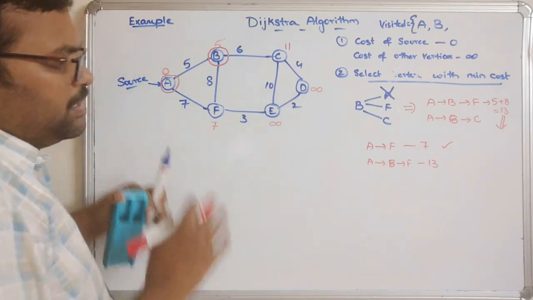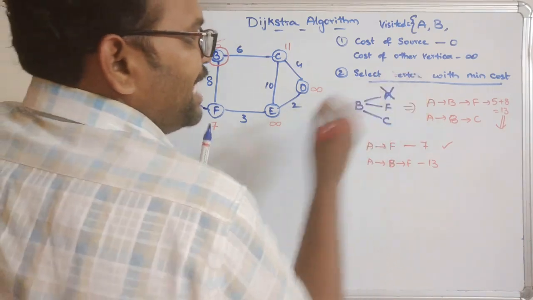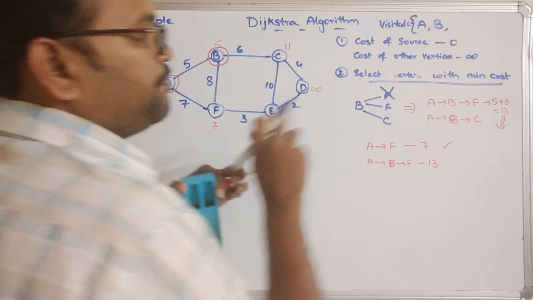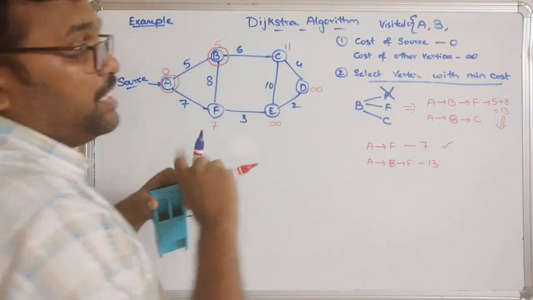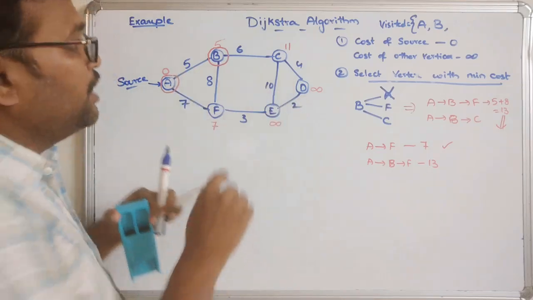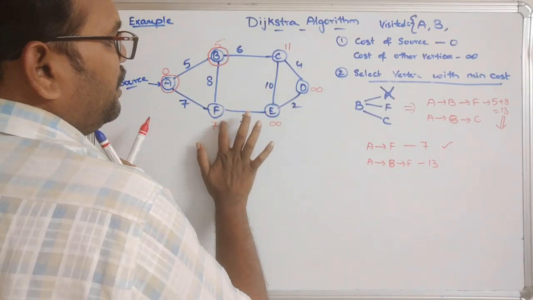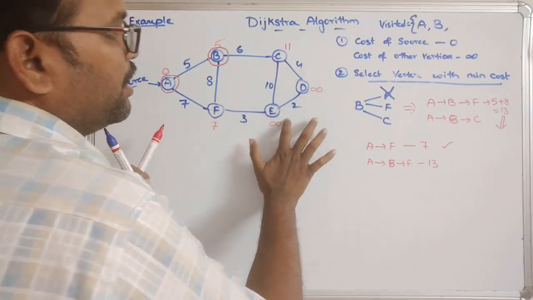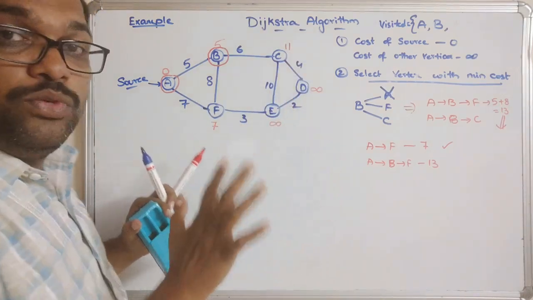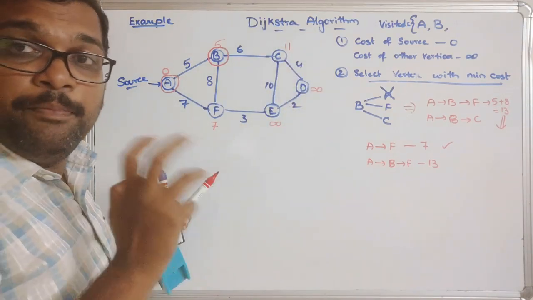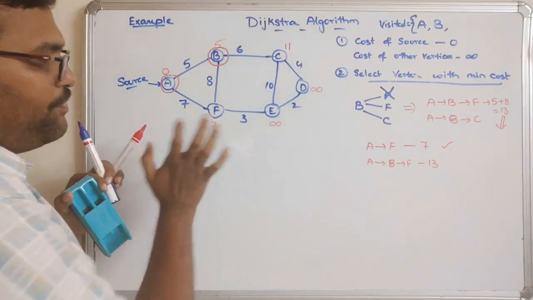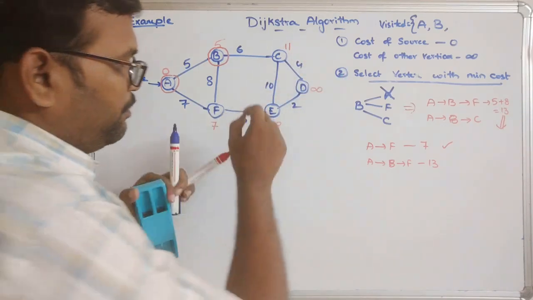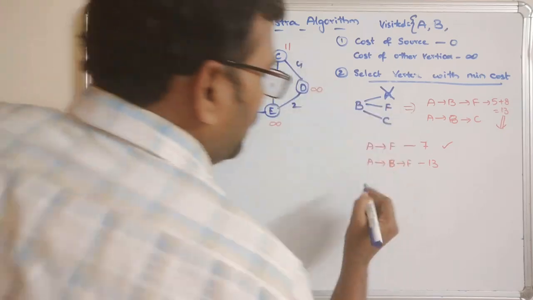Now repeat the same process. Select the vertex with the minimum cost. Here vertex means unvisited. The unvisited ones are F, C, D, E. Among all these, which is the minimum cost? Here 7, 11, infinity. So F is the shortest one, the minimum cost. So we can select F now.